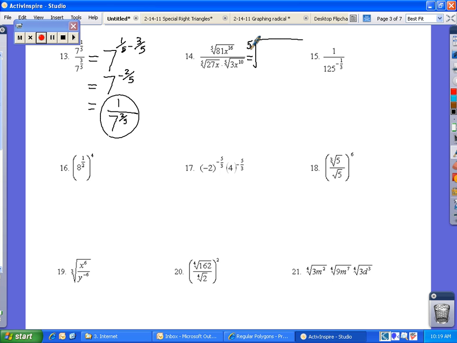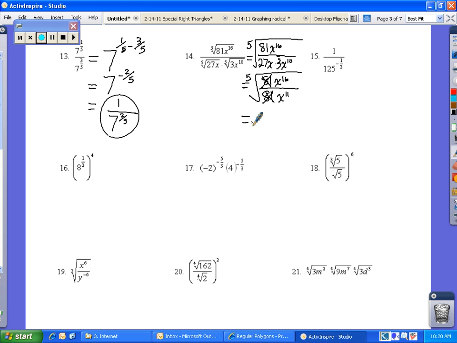So I'm just going to rewrite this so that it is the 5th root of everything inside. So that would be 81x to the 16th over 27x times 3x to the 10th. Now I am going to simplify the denominator. So that would again be the 5th root of 81x to the 16th over 81x to the 11th. So in this case, the 81's pretty much cross each other out.